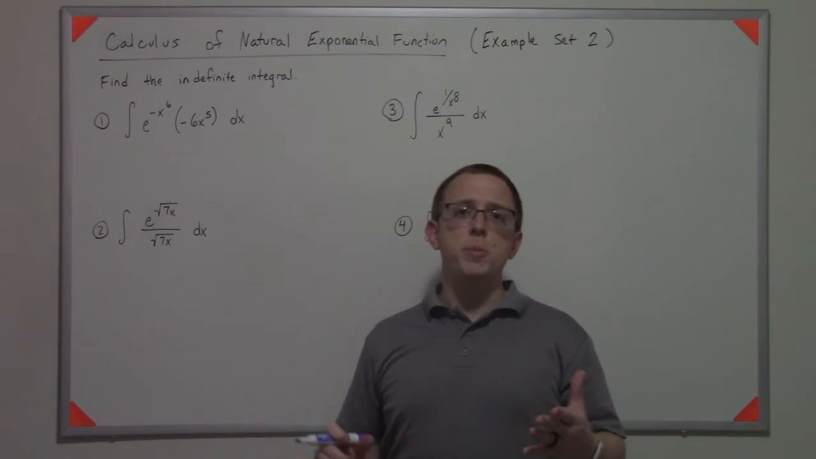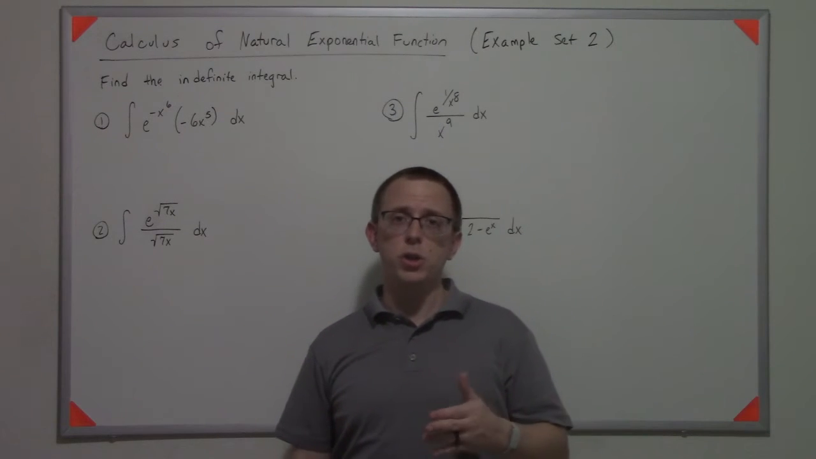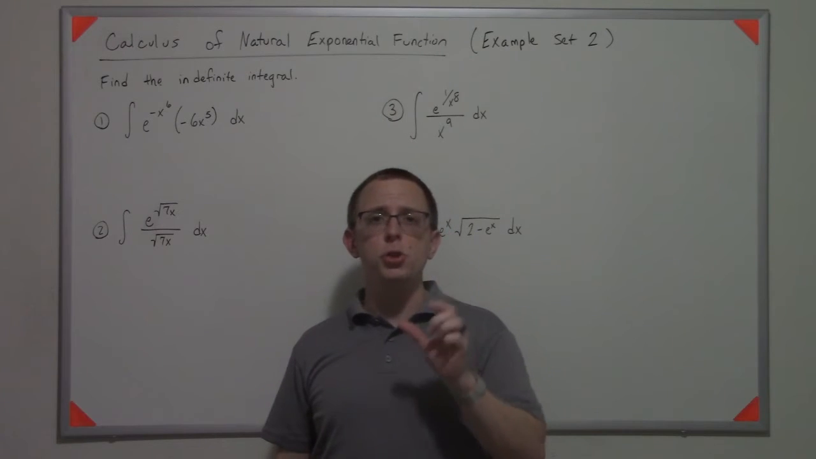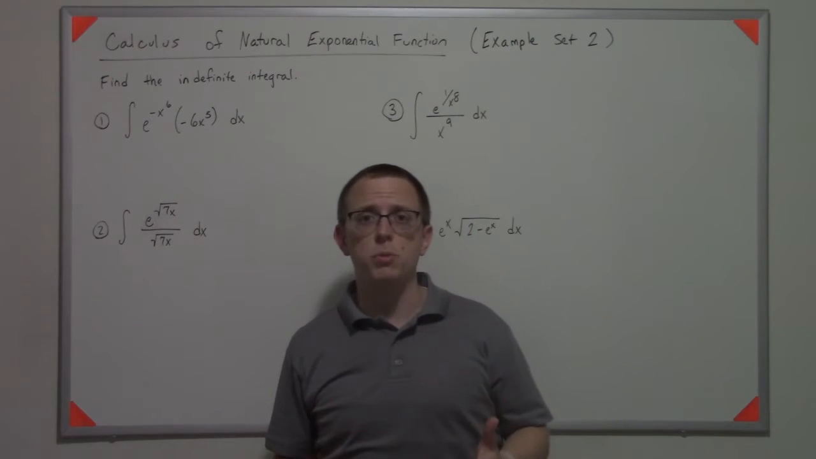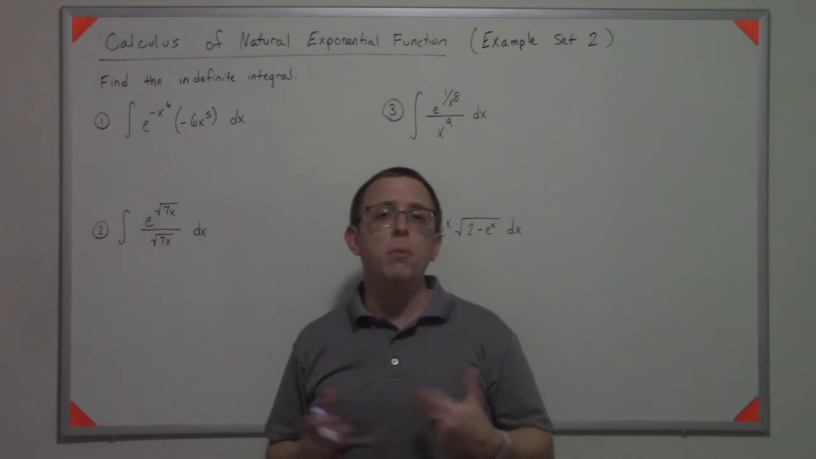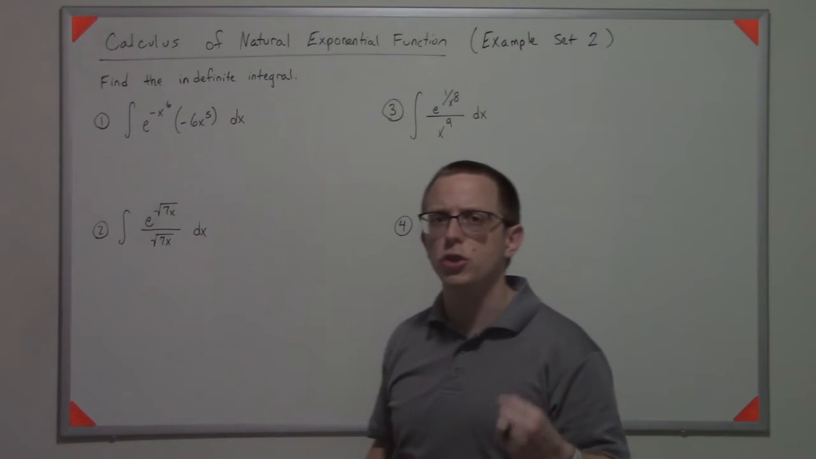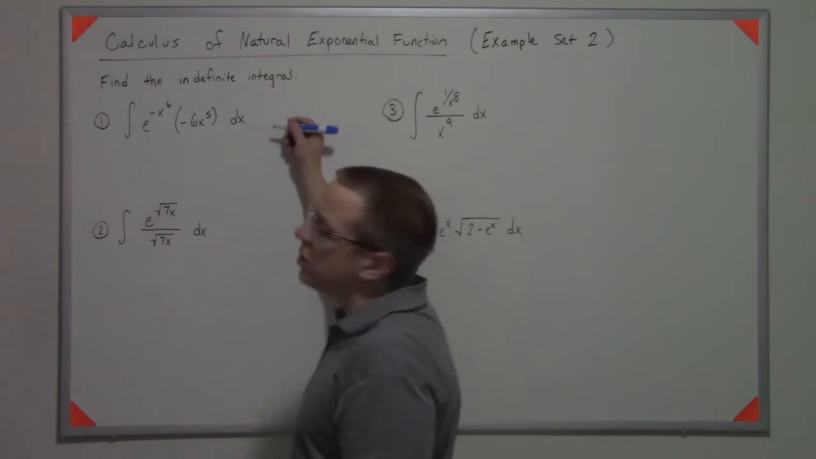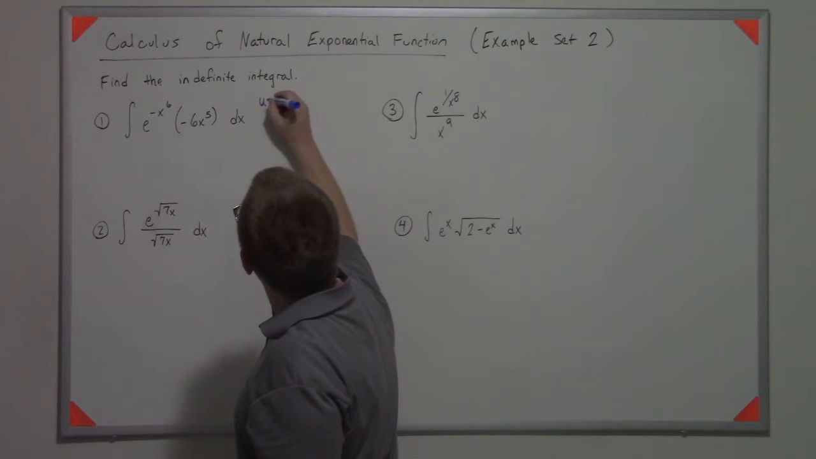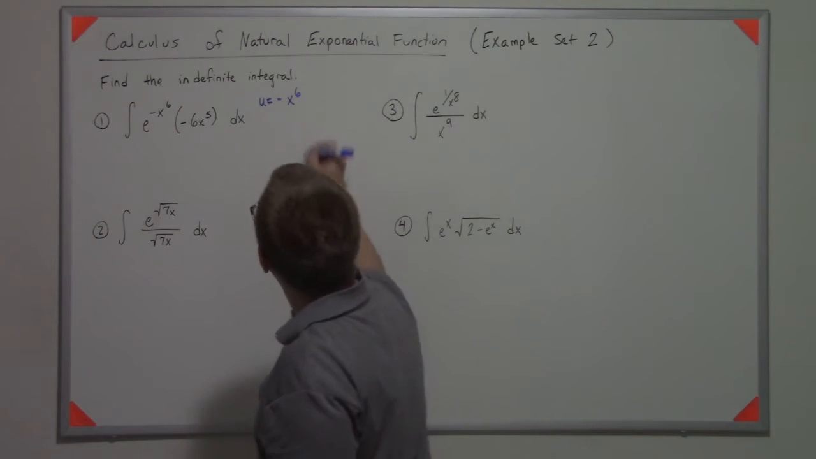Now, generally speaking, when you deal with exponential functions, what you're going to do is choose the argument here as your substitution. So that's your u. Now, that doesn't always work that way. Sometimes you have to be a little more clever, but it's always a good first start. So by doing that, we'll say, let u equal negative x to the sixth.